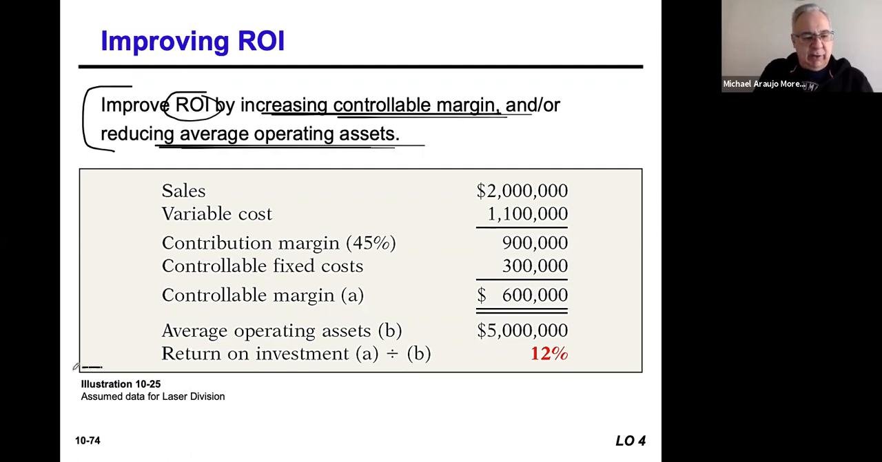So here's the illustration provided in the book for their laser division. Controllable margin was $600,000. Their average operating assets were $5 million. So the return was 12%, 600,000 divided by the 5 million.